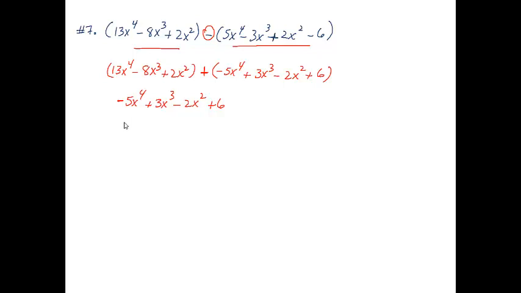And underneath it, we have 13x to the 4th minus 8x to the 3rd plus 2x squared. Line up your like terms and add. So you get positive 8x to the 4th minus 5x to the 3rd. These cancel out and you get plus 6. Alright, last problem we're going to do from here is number 13.